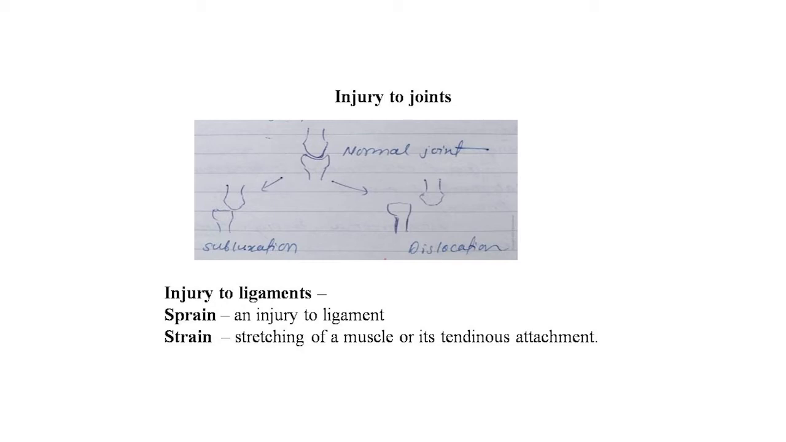Now, injury to the ligaments: sprain and strain. Sprain is an injury to a ligament, and strain is stretching of a muscle or its tendinous attachment by various causes. That is the difference between the sprain and strain of the ligaments of joints.